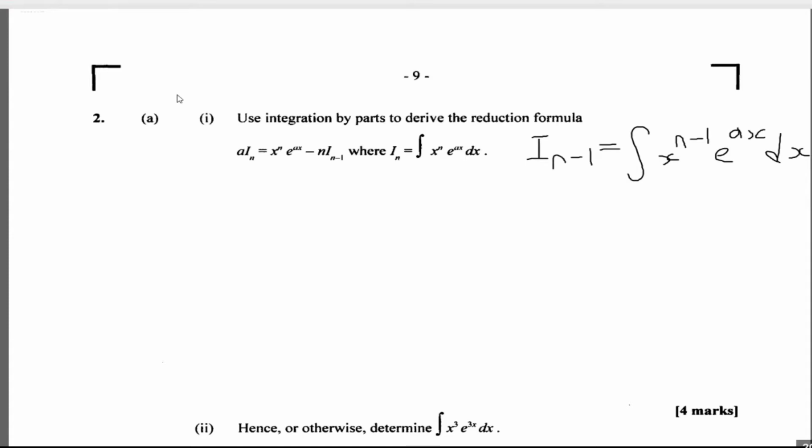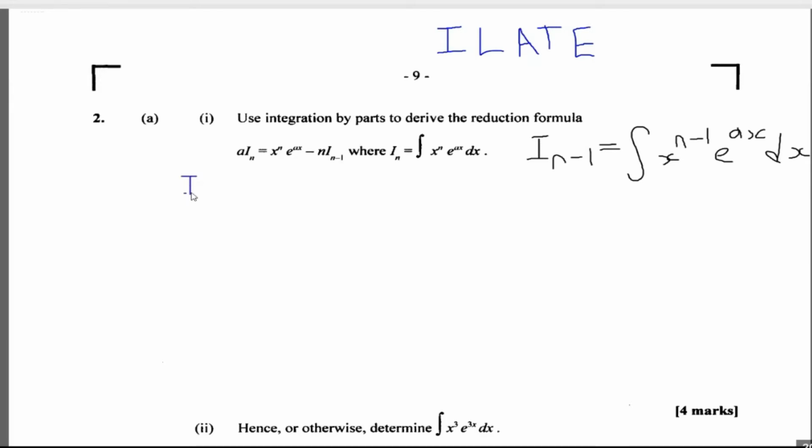To tackle this question, the first thing is that this is integration by parts, and we need to remember the ILATE rule. ILATE tells us that algebra comes before exponential functions. What that is telling us is that this exponential function is going to be our dv, and this x^n is going to be our u. So let's do this real quick. Easy question.